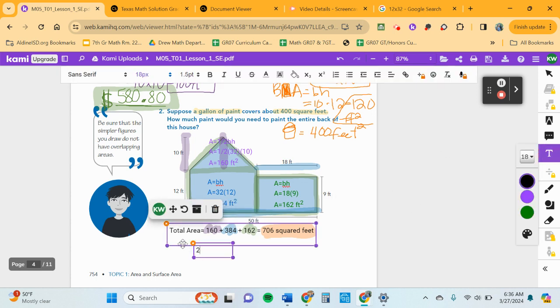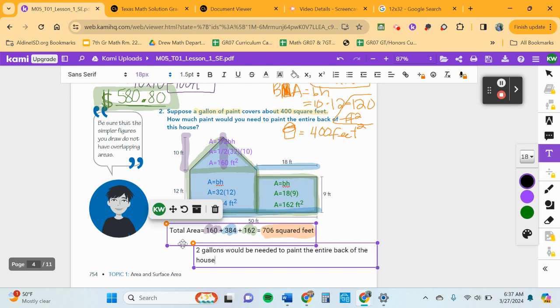Hopefully you said it. 2 gallons would be needed to paint the entire back of the house.